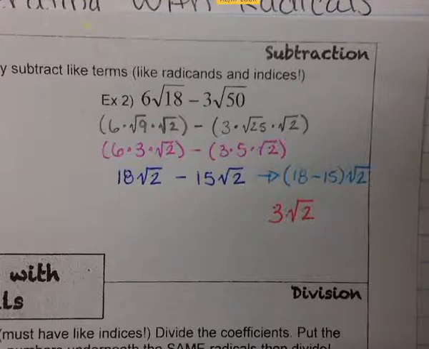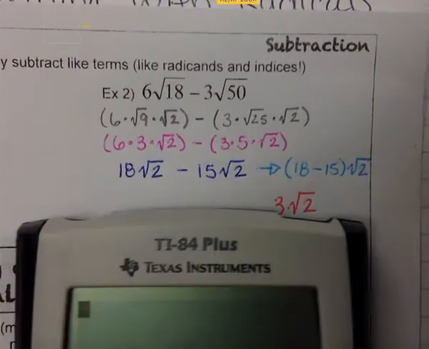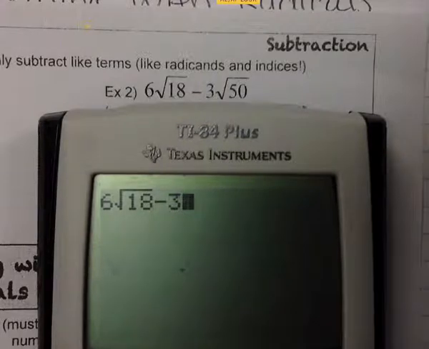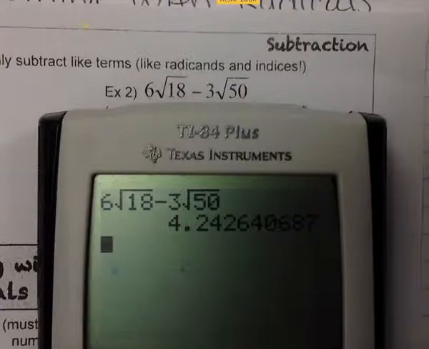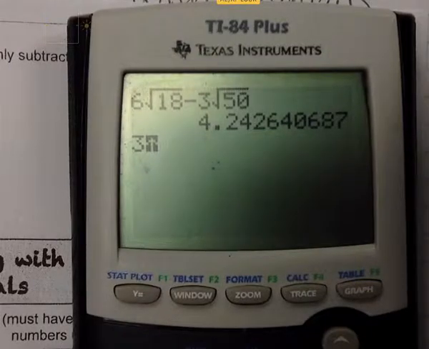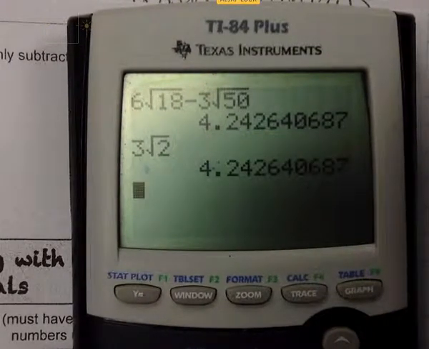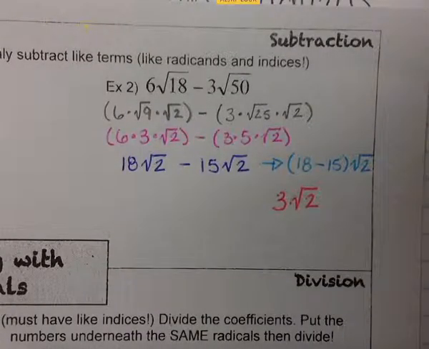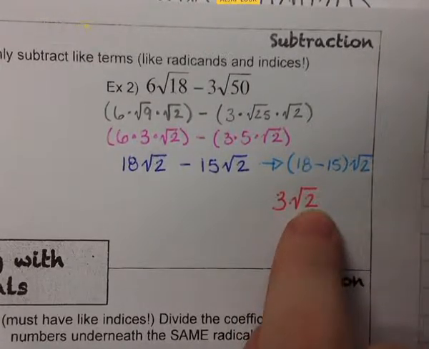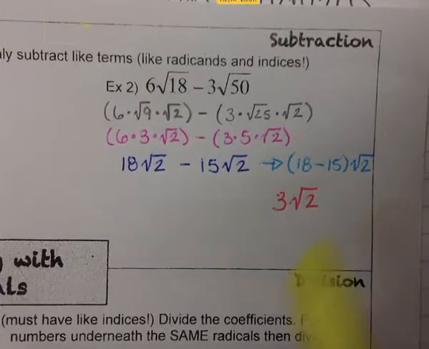So I'm going to check my calculator again just to make sure everything worked. I'm going to type in my original of 6 square root of 18, I'm getting out of the radical, minus 3 square root of 50, I'm getting out of the radical, and I get this decimal value. Now I'm going to type in 3 square root of 2, and I get the same decimal value. That tells us that we did it correctly. It might not be simplified completely, but we did not get this value wrong. And in this case, the 2 is prime, so it cannot go further. So this is our final answer of 3 square root of 2.